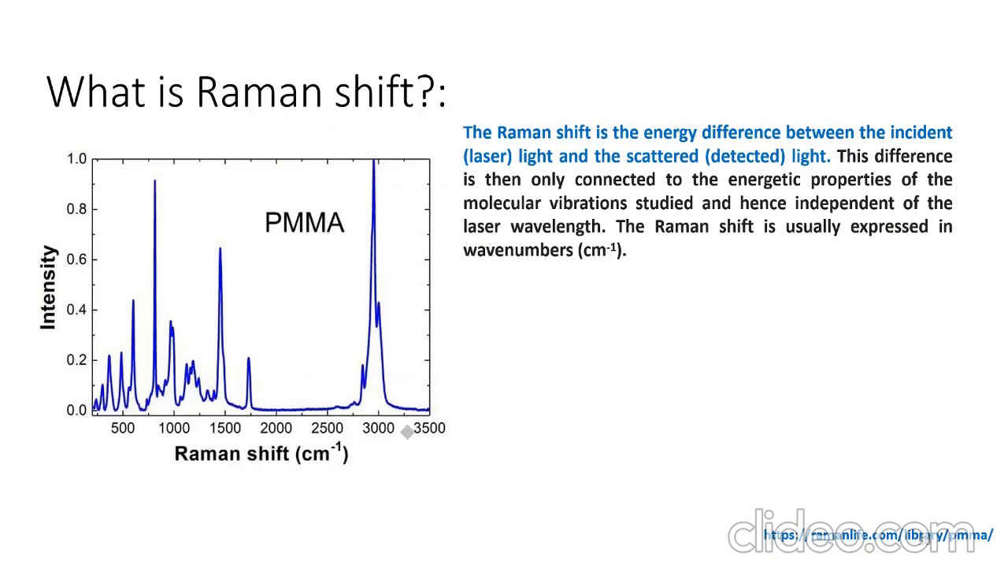So here is an example. The Raman shift is what they are trying to show here. The Raman shift is the energy difference between the incident light and the scattered light. So this difference is only connected to the energetic properties of the molecular vibrations that are studied, and hence is independent of the laser wavelength. The Raman shift is usually expressed as the wave number, as we can see.